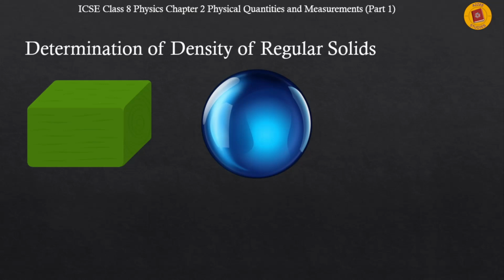Determination of density of regular solids. What are regular solids? See, this is a block of substance, a block of wood or block of metal, whatever. So it is regular. It has a specific length, breadth and height. Regular solids may be a hexagonal pyramid, a triangular pyramid, a tetrahedron. A sphere, a cone, a cylinder, of course. A cylinder is a regular solid.